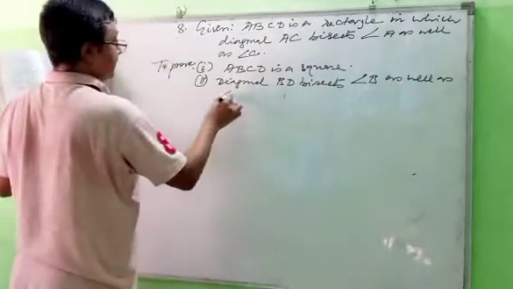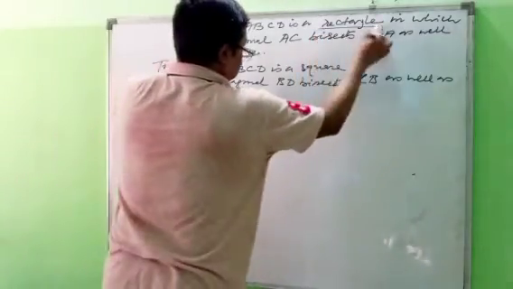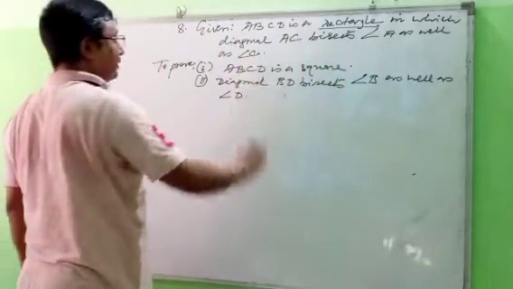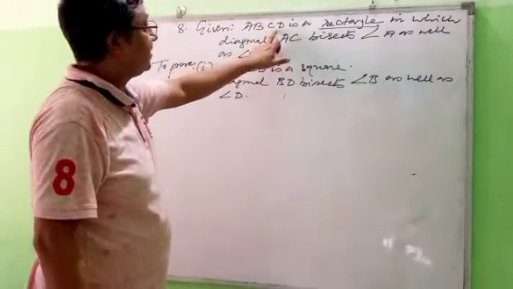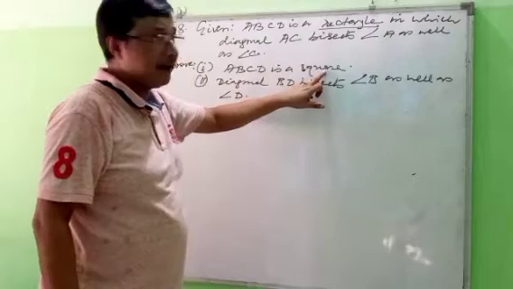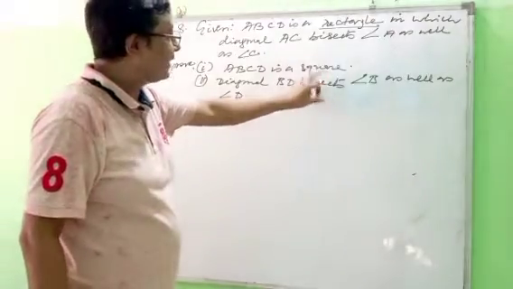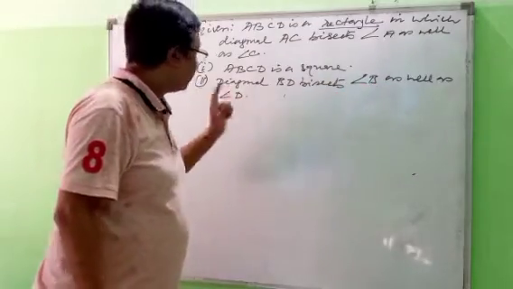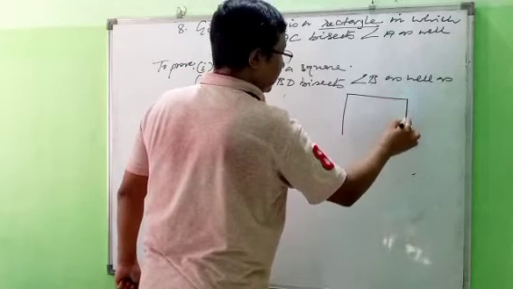So here the given figure is a rectangle. We are given that the diagonal AC bisects angle A as well as angle C. You are to make the first proof, ABCD is a square. They have given that the figure is a rectangle, and you are to convert it into a square, where all four sides must be equal and all the angles must be 90 degrees. Then the second proof, diagonal BD bisects angle B as well as angle D. Now here we will draw the figure like a square.